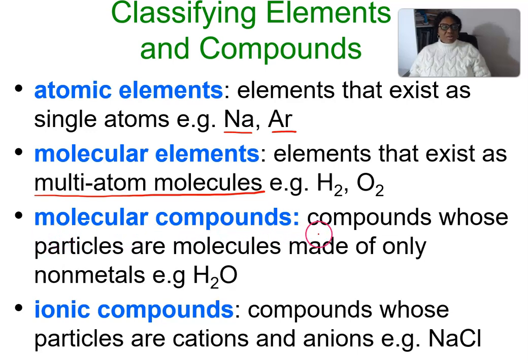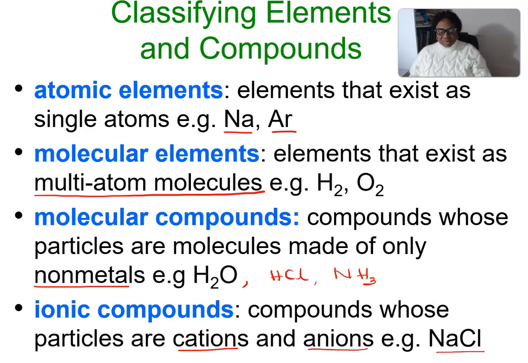Molecular compounds are compounds whose particles are molecules made of only non-metals. For example, H2O, we can have HCl, we can have NH3. These are molecular compounds. You see, the elements there are non-metals. And ionic compounds are compounds whose particles are cations and anions. They don't have discrete molecules. So, for example, sodium chloride.